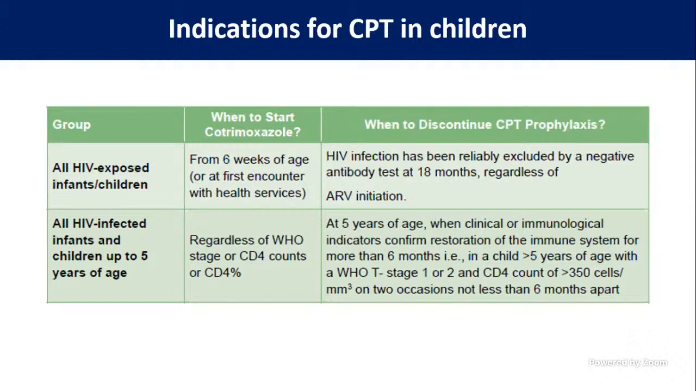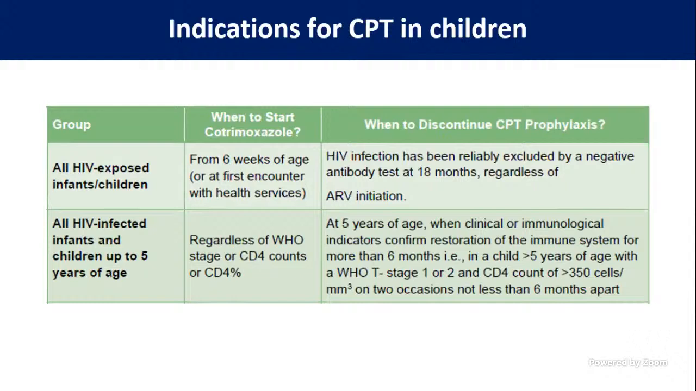Then all HIV infants and children up to 5 years of age. Regardless of the clinical stage, whenever we have confirmed that the HIV exposed child is positive, until 5 years of age we continue to give it, irrespective of the clinical staging or the WHO CD4 count. Only after 5 years, when you want to stop, you again see the CD4 count. If it is more than 350 cells in 2 different readings 6 months apart, then we stop it.